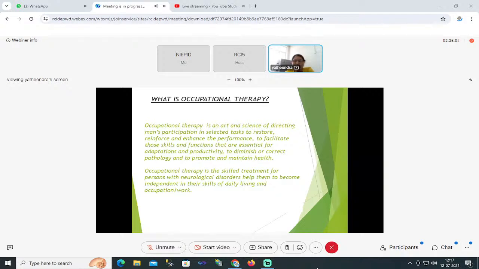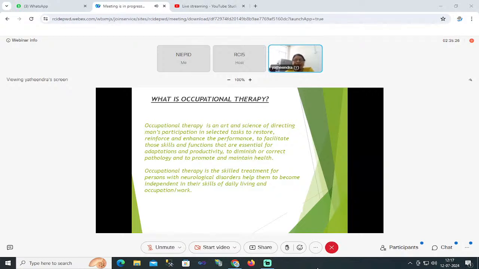The person should be independent in their self-help skills and in their activities of day-to-day programs, and to promote and maintain the health. Occupational therapy is a skill treatment for the persons with neurological disorders, to help them become independent in their skills of daily living and occupation or work.